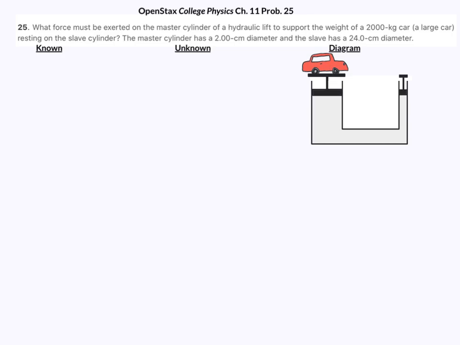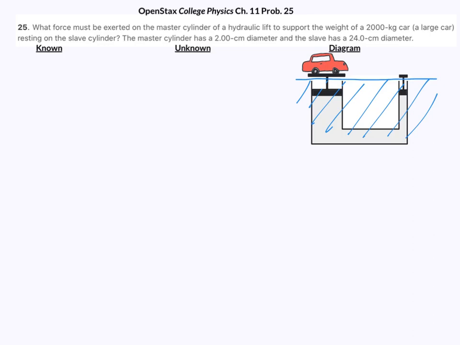So basically, when you go to a shop to get your car fixed, you don't see all of this. This is all buried underground. So all that you see is the stuff up there. You drive the car over this platform, and then the mechanic presses the pedal and the car gets lifted.